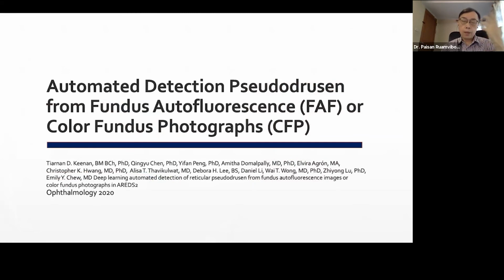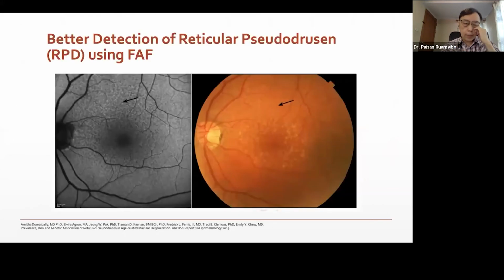Well, in terms of AMD, let's move to AMD. I think this is another interesting paper published last year. They tried to make an AI to predict the detection of pseudodrusen using color fundus photos. Actually, retinal pseudodrusen are better detected by fundus autofluorescence imaging on your left-hand side, but not really detectable using color fundus photos on your right-hand side.